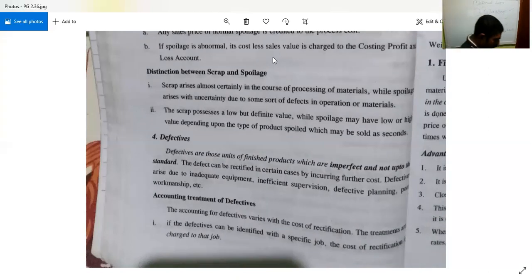Defectives are those units of finished products which are imperfect and not up to the standards.